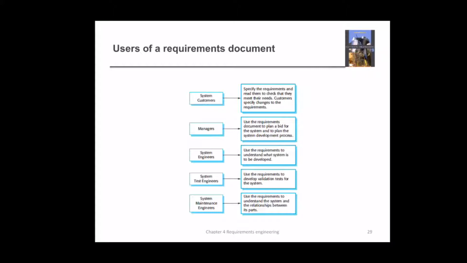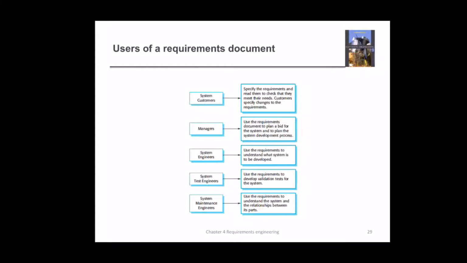Customers specify changes to the requirements. If anything is missing or something has to be added, then by looking at the document, they can say, okay, this is the change that has to be done, right? So the document is helping them in some way. Then why is the requirement document required by the managers, right? Managers use the requirement document to plan a bid for the system and to plan the system development process. Either this document is used for bidding purposes or it is used for the development of an application.